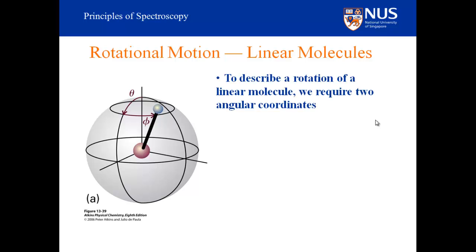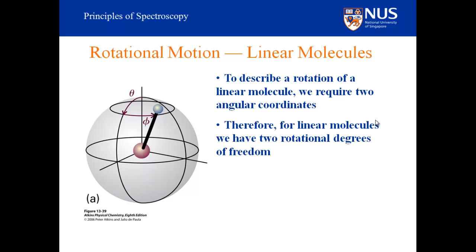To describe a rotation of a linear molecule, we require 2 angular coordinates. These angles can be the azimuth, which is depicted here as phi, and colatitude, which is depicted here as theta, in the spherical coordinates that I've shown in this figure. In the same way, when we discuss linear molecules, we discuss rotation in terms of two component rotational axes. Therefore, for linear molecules we have two rotational degrees of freedom.